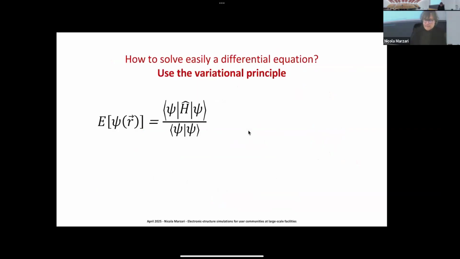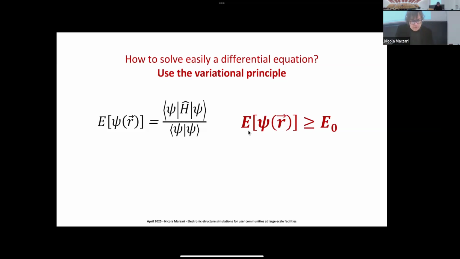Okay, with this, how do we solve a real system? How do we solve the water molecule, which is really difficult? We use a lot what we call the variational principle. I won't prove it, but it's super easy to prove.